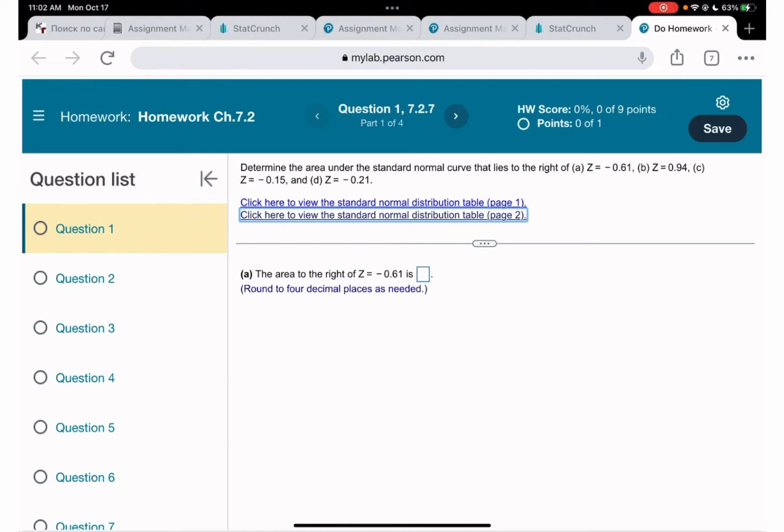And the other option is to use StatCrunch. I'm going to show you StatCrunch since there is a recording on how to use the z-score table manually. So here I'm going to use StatCrunch. How are we going to work on it? We have: find the area to the right of z-score equal negative 0.61.